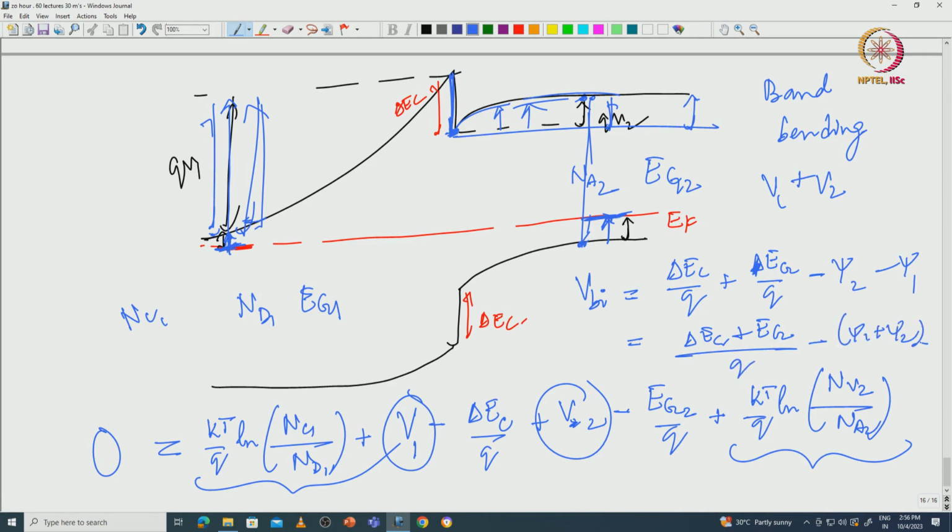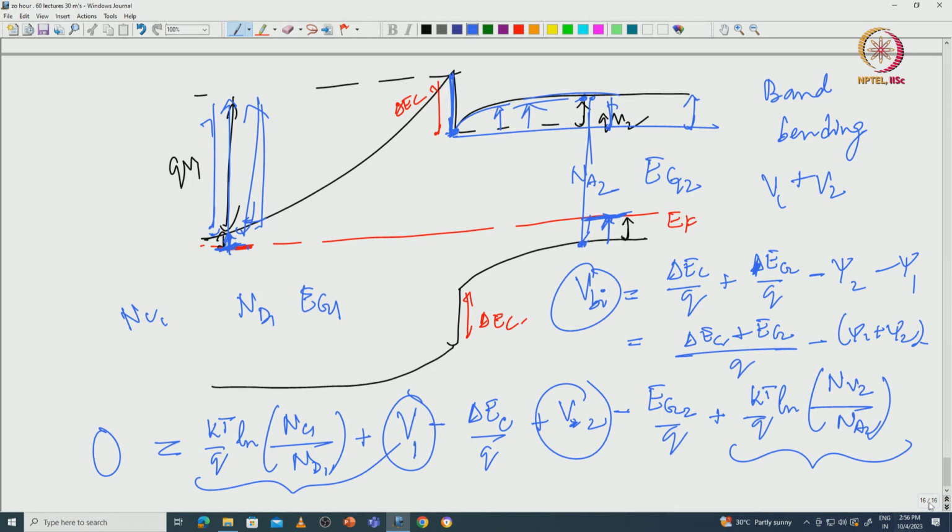So this is your built-in potential of a heterojunction. Any heterojunction you are given, you have to approach it by starting from the Fermi level, looping around it, and coming back to the Fermi level, adding and subtracting whatever potentials are there, and finally you find the total band bending on both sides, which gives you the built-in potential. So this is how built-in potential is found.